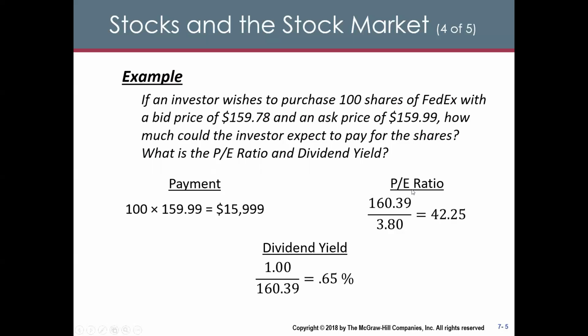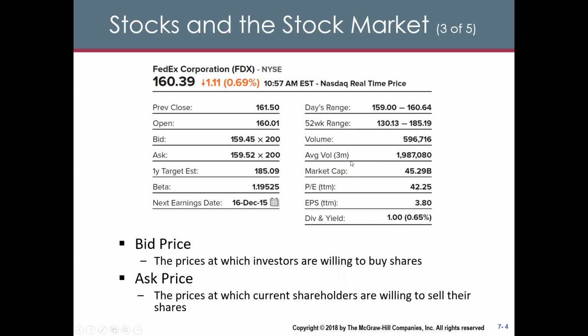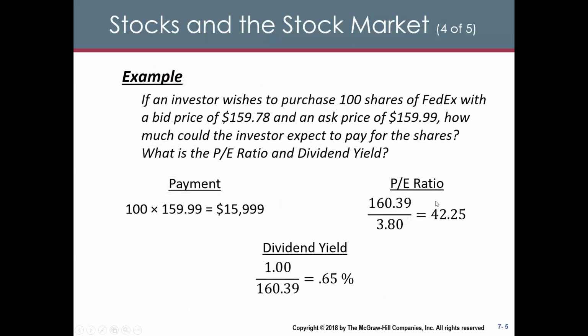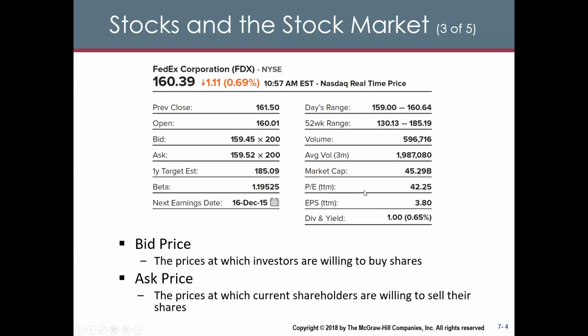Next, what's the PE ratio here? As we said, the PE ratio is the price per share divided by the EPS, earnings per share. So in the last table, we see the price is 160.39, and the earnings per share is 3.8. So the PE ratio is 42.25, and that's the number here.